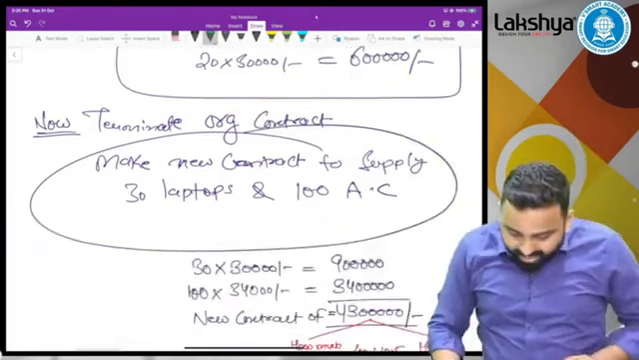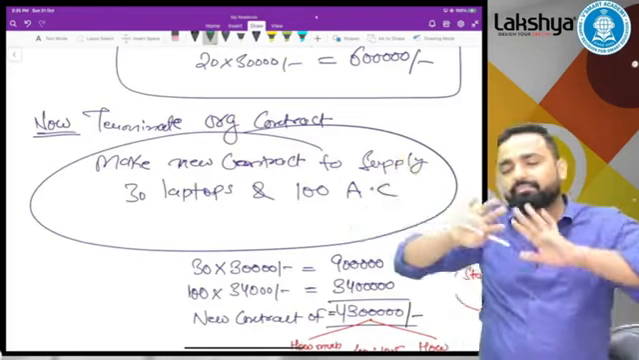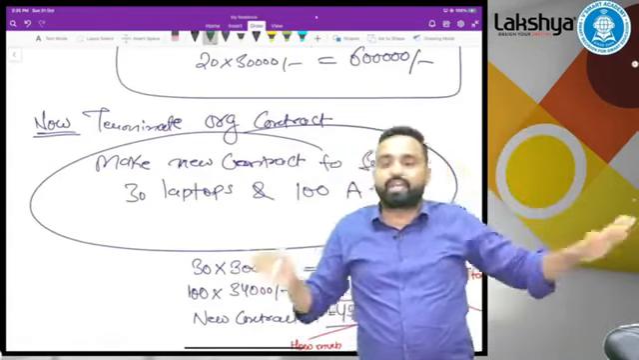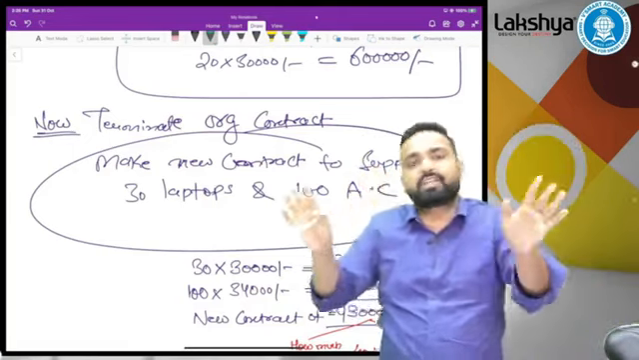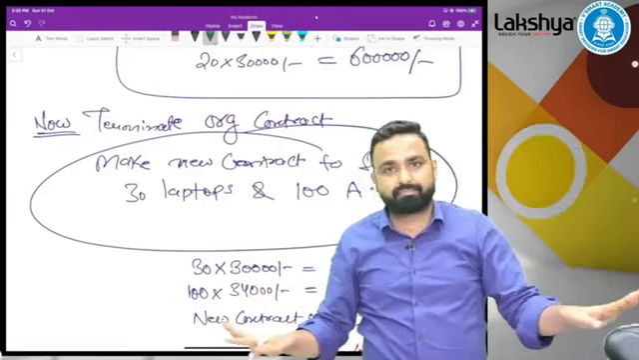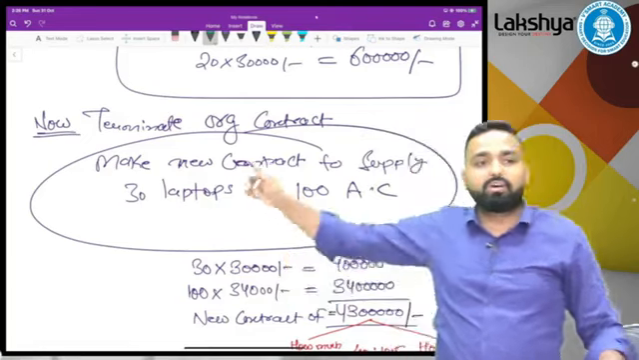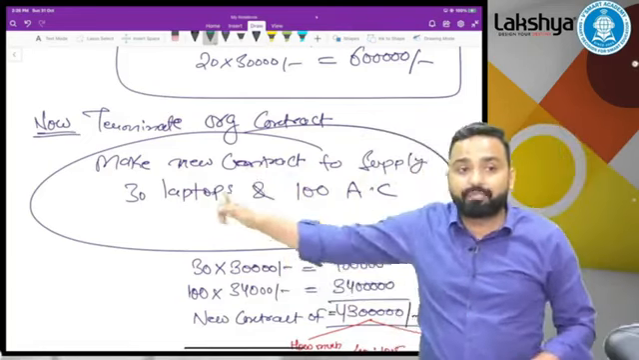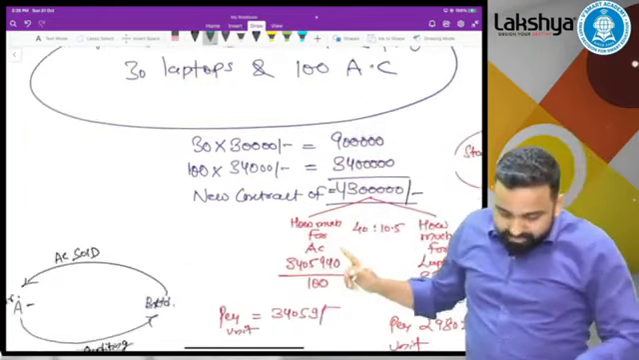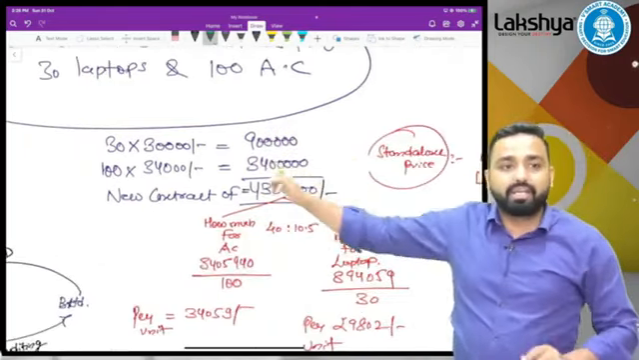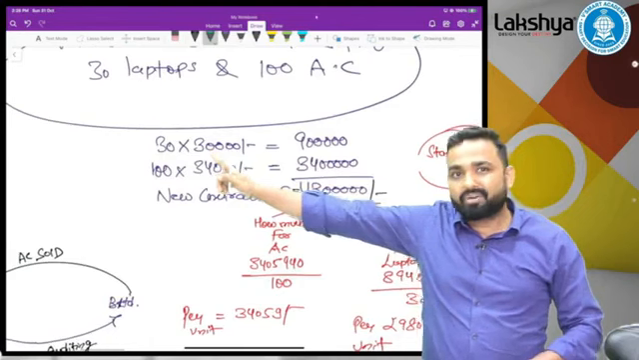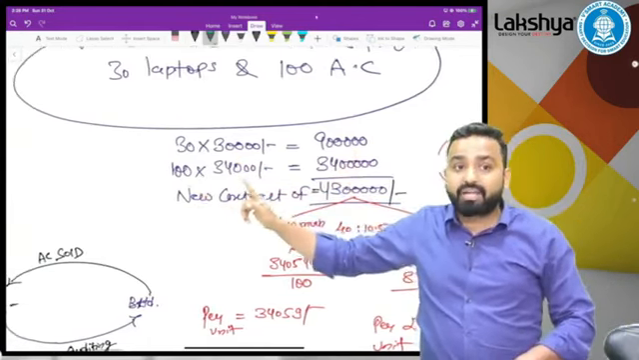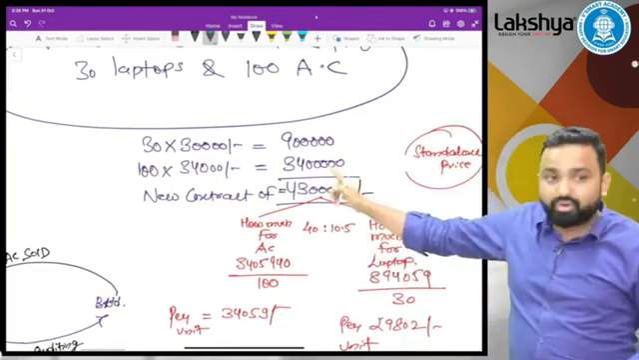Fine. Now terminate the original contract. Forget about the original contract. You have booked the revenue of 6 lakh rupees, 20 laptops delivered. Fine. Original contract over. Now make a new contract to supply 30 laptops and 100 ACs. Now what is the price of that contract? 30 laptops at 30,000 each, that means 9 lakh, and 100 ACs at 34,000 each.